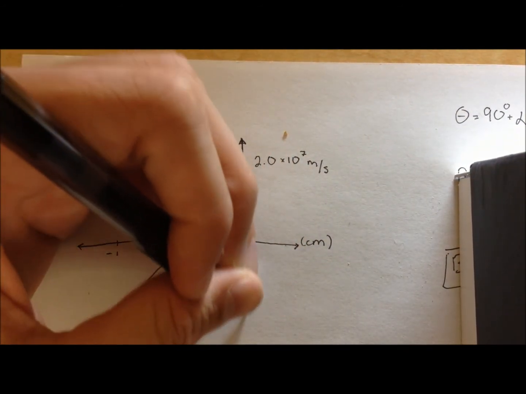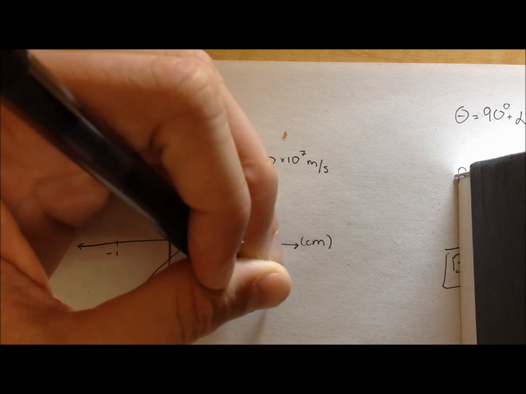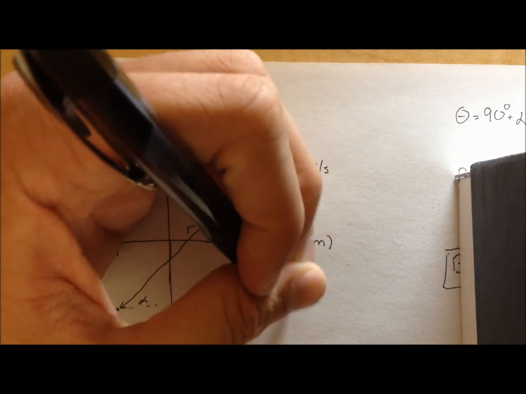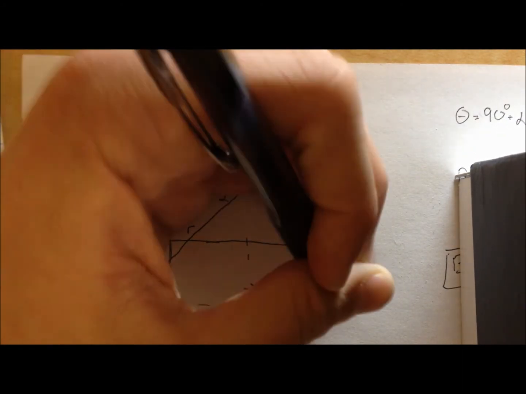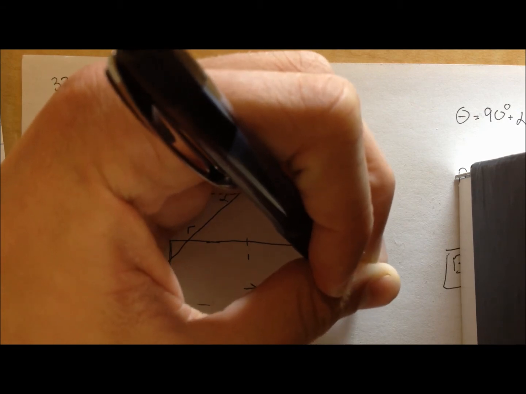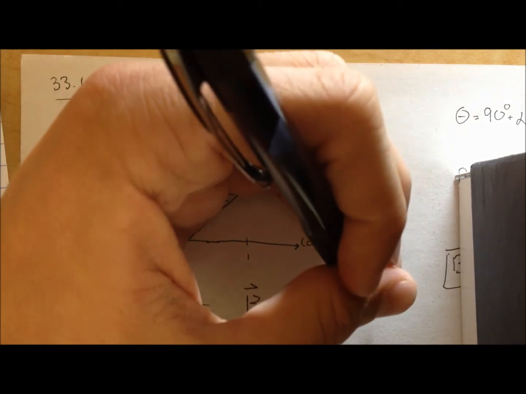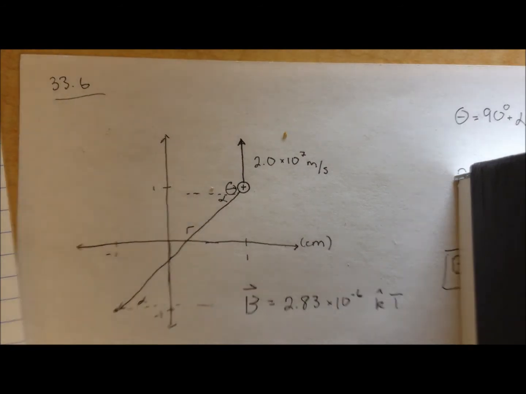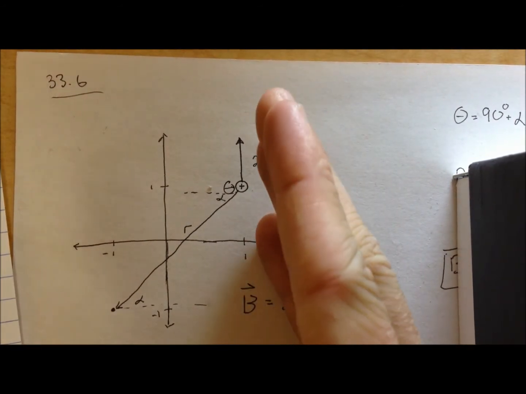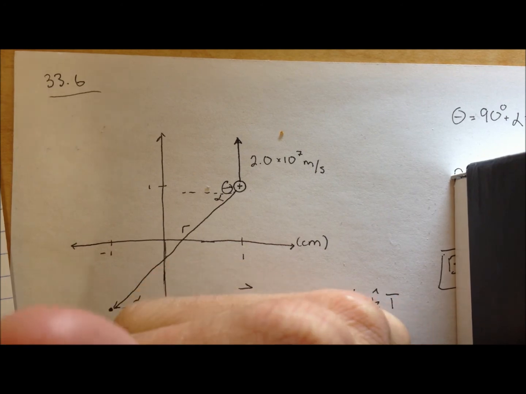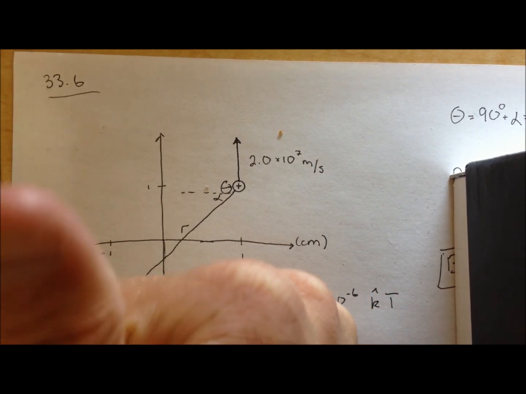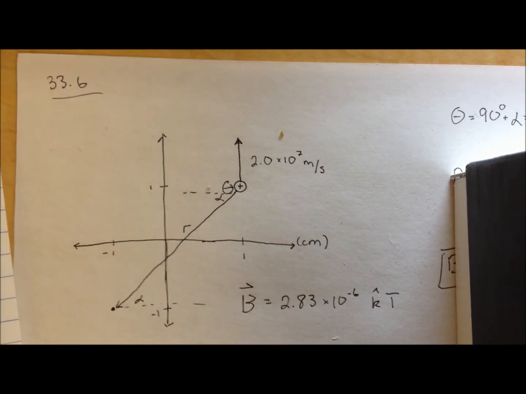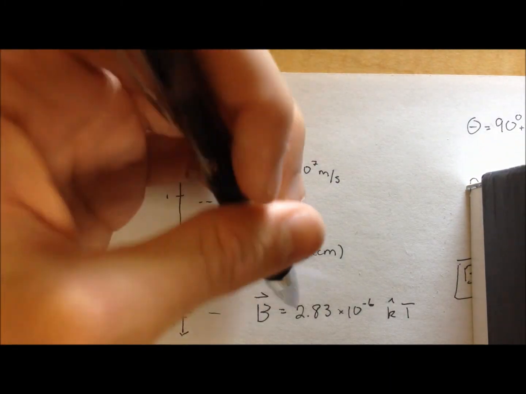So our final answer is B equals 2.83 times 10 to the negative 16 k hat T. Because remember, you put your fingers in the direction of velocity, curl them to your R vector, and you put your thumb in the direction that it should be going, and hey, my thumb's pointing up, so that means it's coming out in the positive k direction. So here it is.